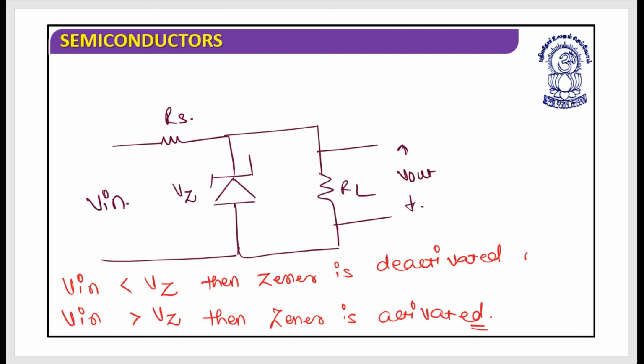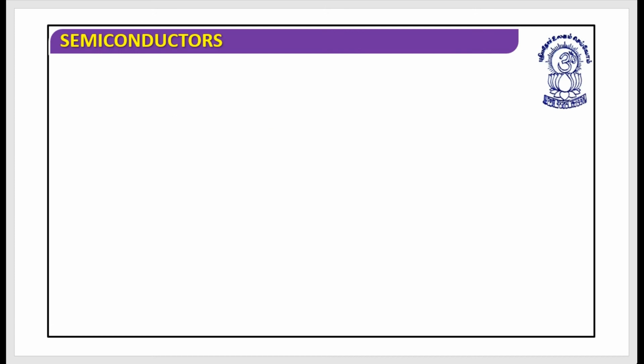Yes, I hope this is clear. So you need to remember these two things only: whether Vin is less than Vz or whether Vin is greater than Vz. Let's have a numerical directly, and from this numerical point of view we will understand how the Zener is used to regulate the voltage. A very interesting question. Let's have a look.